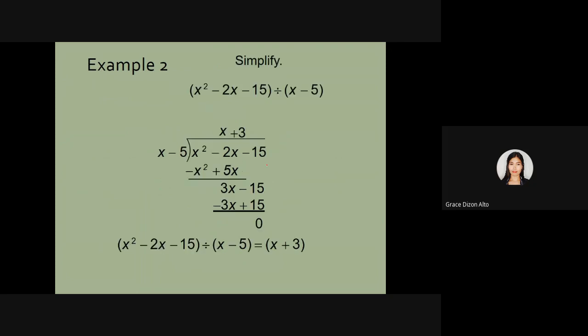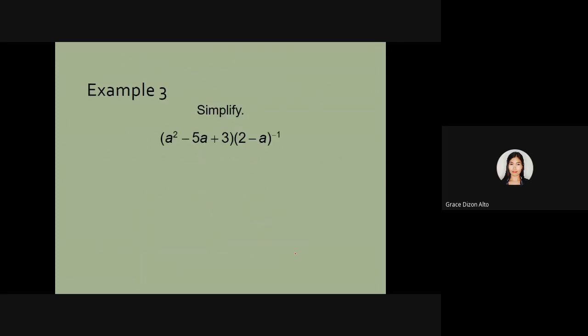So writing it, it will become x squared minus 2x minus 15 divided by x minus 5 is equal to x plus 3. Example number 3. Simplify a squared minus 5a plus 3 times the quantity of 2 minus a raised to the negative 1.